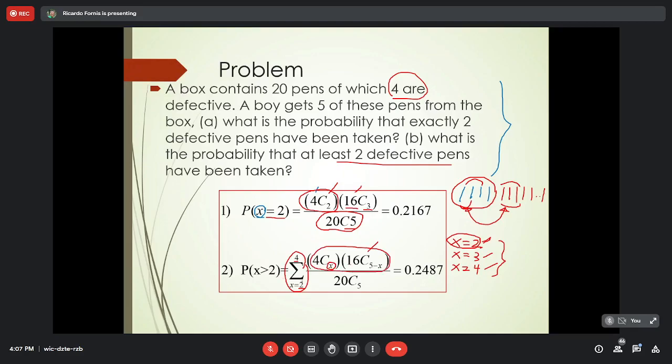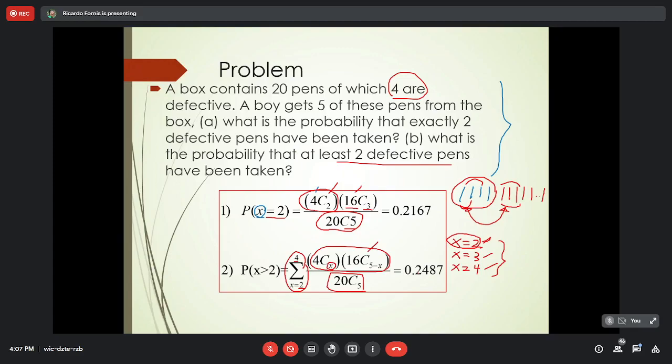Don't forget the summation symbol. Then 20 combined 5 in the denominator. I hope you get this one. The result is 0.2487. That is at least 2 defective.